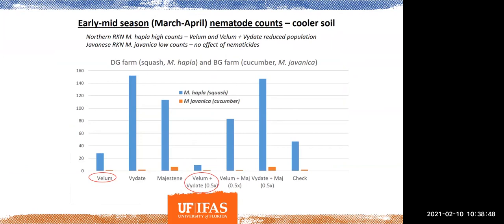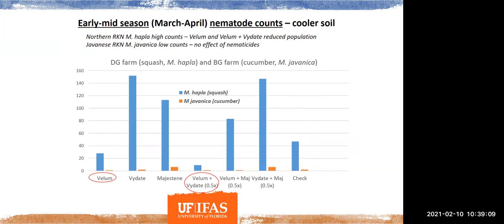So this is the nematode soil counts early in the season, March, April, so the soil is still pretty cool, and you see pretty high counts for Hapla in the squash. And we do get a reduction when we apply the Velum and the Velum plus Vydate. We didn't see much with the other treatment. But for the cucumber trial, the Javanese root knot nematode, the populations are still pretty low.